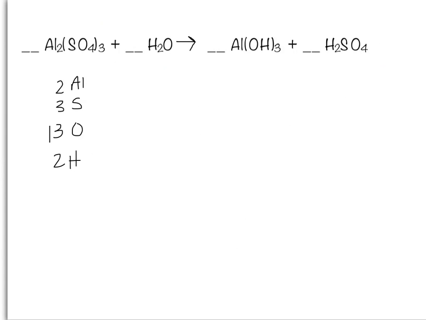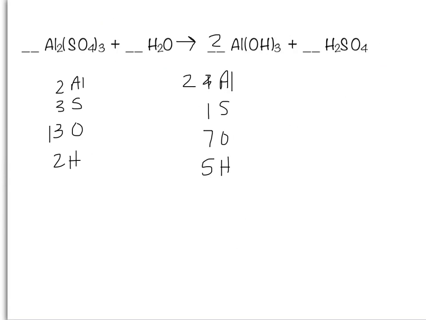On the product side, there is 1 aluminum. Sulfur, I have only 1. Oxygen, I have 3, and then plus 4, I have a total of 7. Hydrogen, I've got 3 and 2, I have 5 hydrogen. Okay, taking a look at this, I may start by putting a 2 in front of the aluminum hydroxide to balance the aluminum. Now I have 2 aluminum.